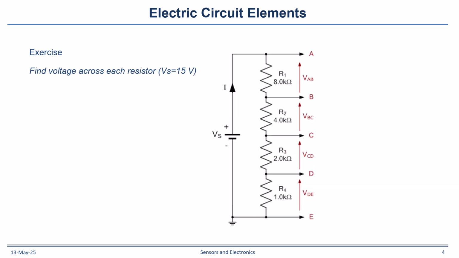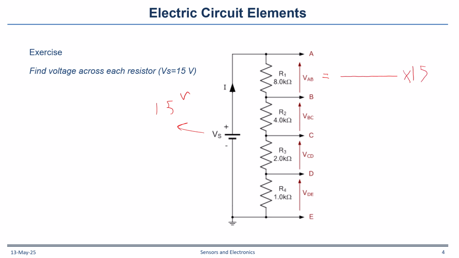Here we have another example. Assume that we have 4 resistors connected in series, and we have a voltage source connected to all of them. The source voltage is 15 volts, so Vs is 15 volts. If we want to find the voltage on each resistor, we should follow the same rule.